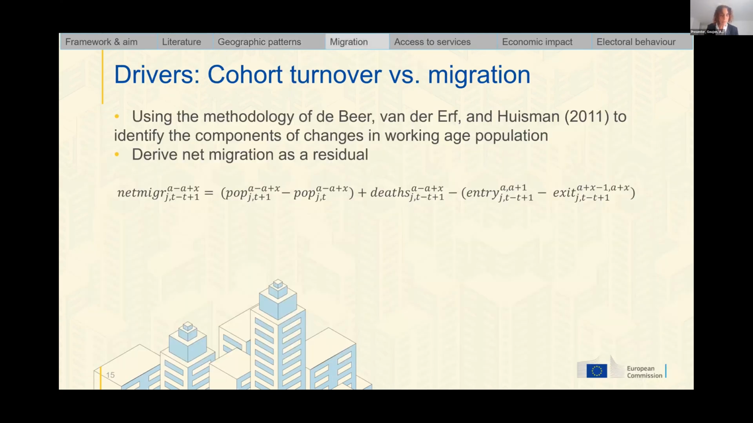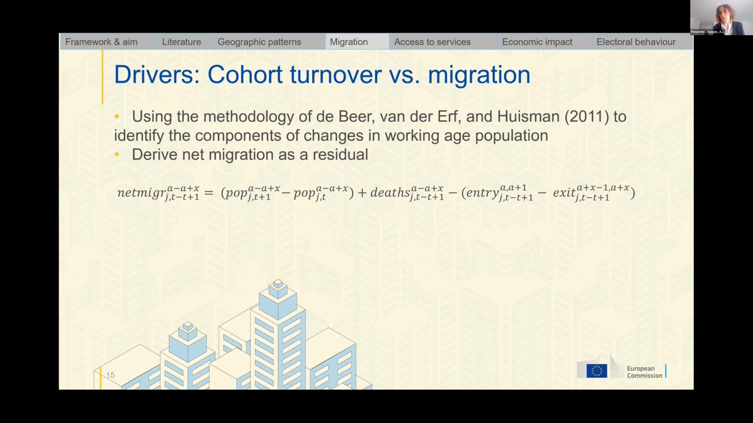I will skip this graph, and let's move to the drivers of change at the local level. Here, first of all, I zoom in on the period 2015 to 2019, and we scale up the research to the NUTS-3 level, which is a regional level. We are trying to disentangle the effect of cohort change versus migration, and what impact it has on the size of the working age population.